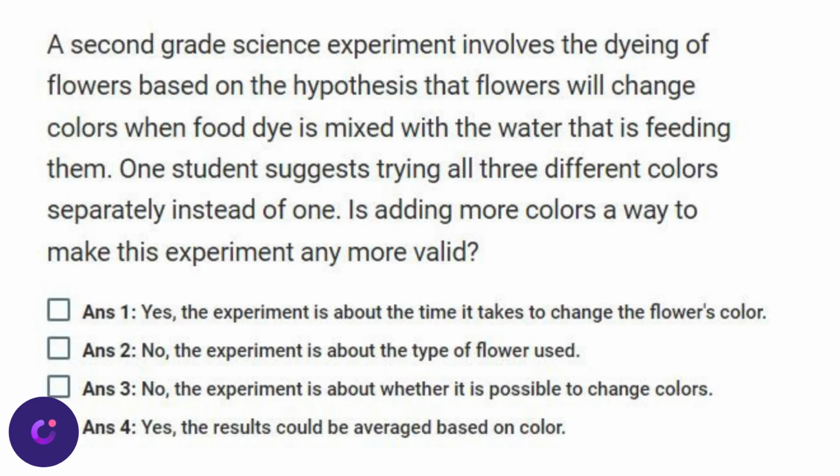A second grade science experiment involves the dyeing of flowers based on the hypothesis that flowers will change colors when food dye is mixed with the water that is feeding them. One student suggested trying all three different colors separately instead of one. Is adding more colors a way to make this experiment any more valid?